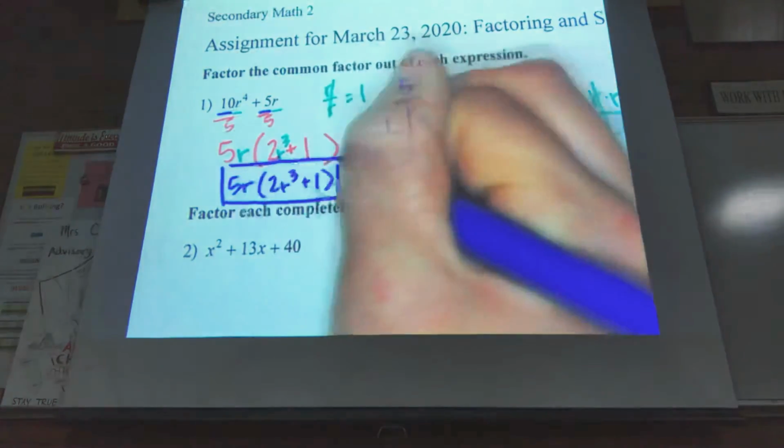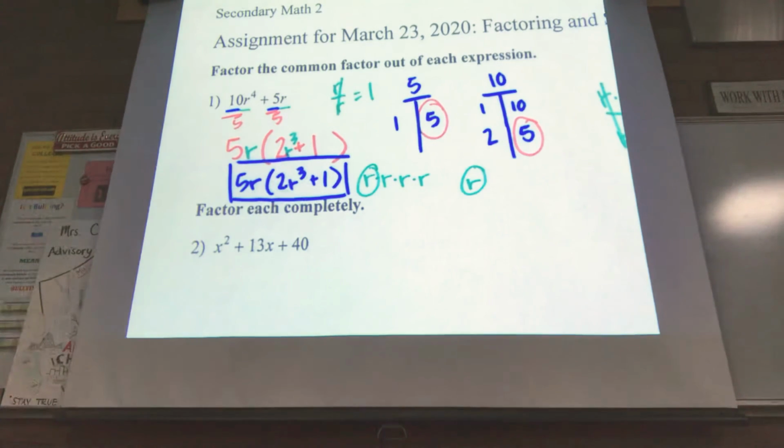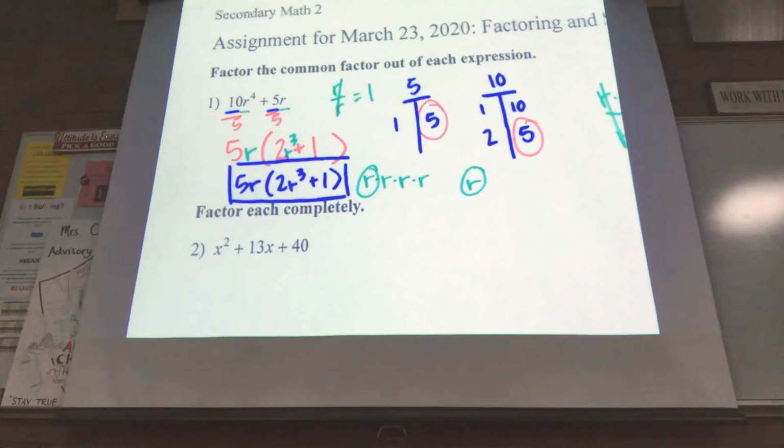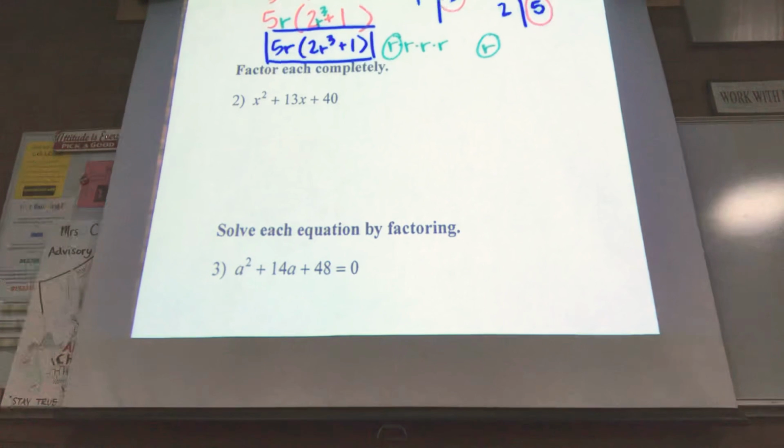And that is our answer. It is all factored: 5r times 2r cubed plus 1. Perfect. Okay, let's move on. Again, you guys can pause, rewind, whatever you want, but let's go to number 2.